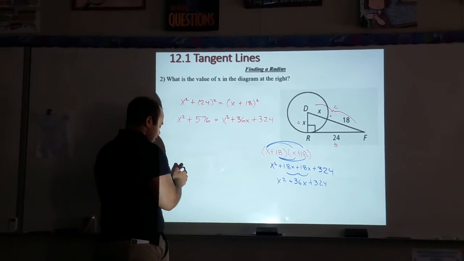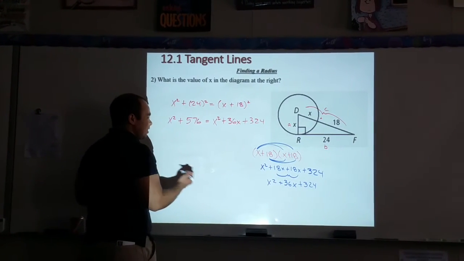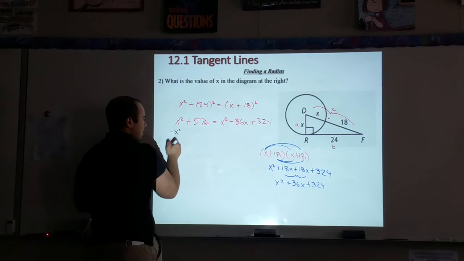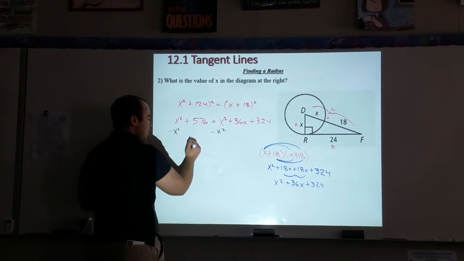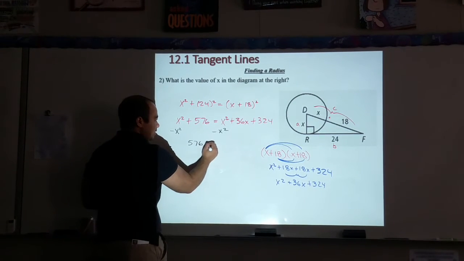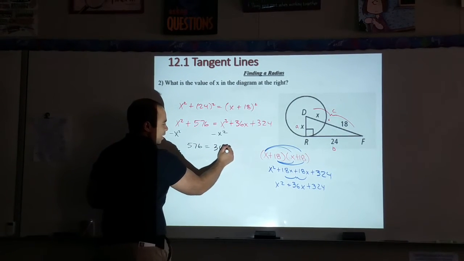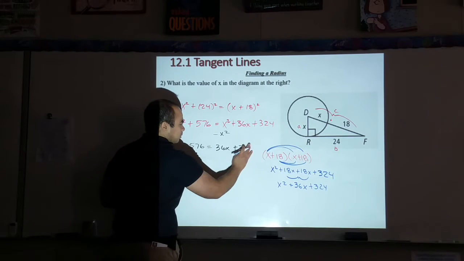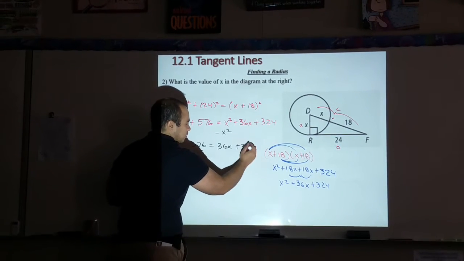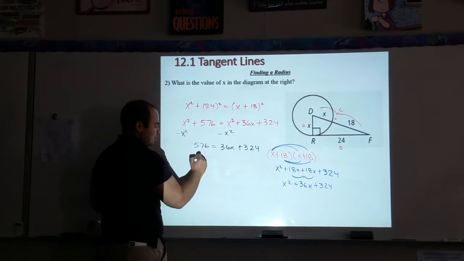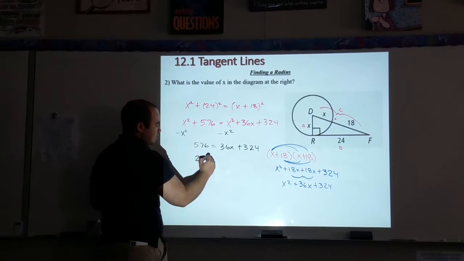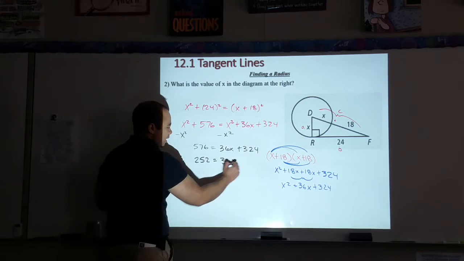All right, so once again, I'm going to start off by seeing if I can subtract the x squareds. So let's subtract the x squared on the left from the one on the right. Well, in this case, we lucked out. They cancel out again. So 576 equals 36x plus 324. We're going to subtract 324 from both sides. So that gives us 252, which equals 36x.